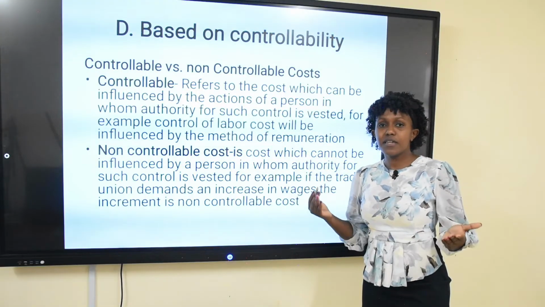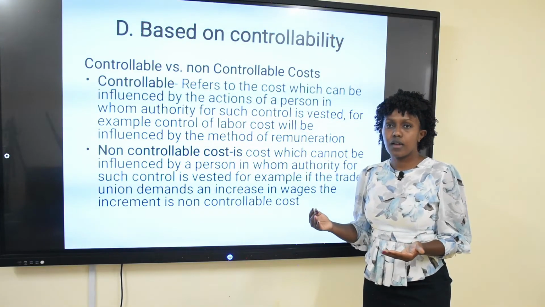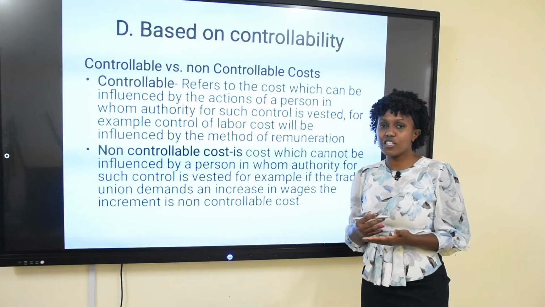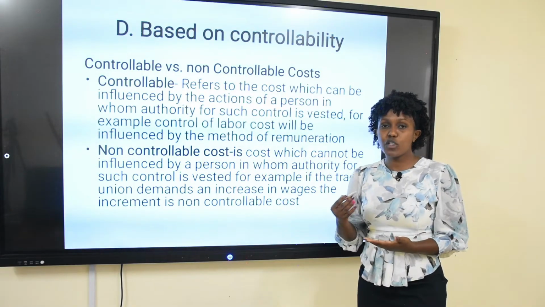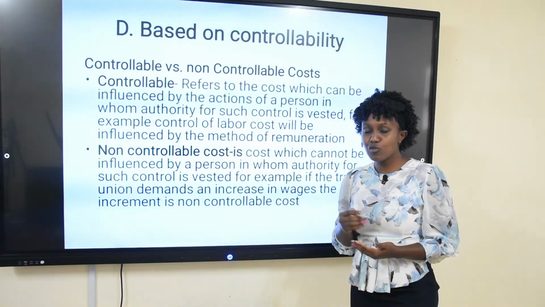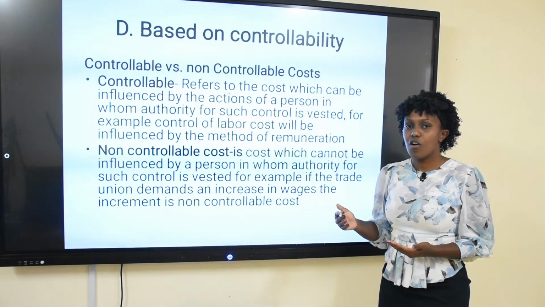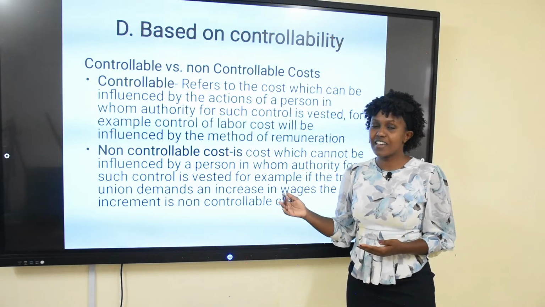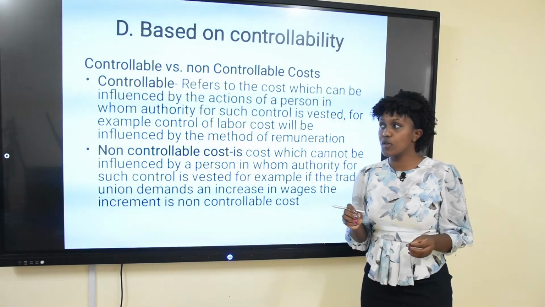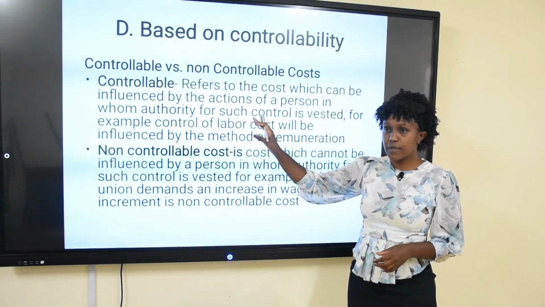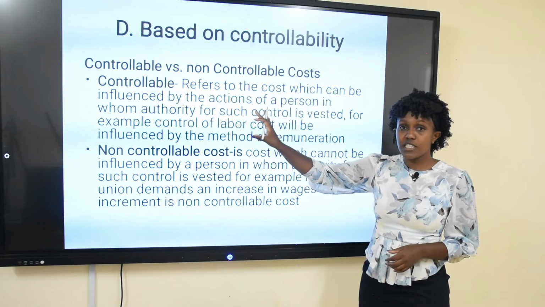For example, by determining which method of labor remuneration he is going to use, he can influence the labor cost. By choosing a certain method of remuneration over the other, he can alter or influence the wages. That is in his authority.